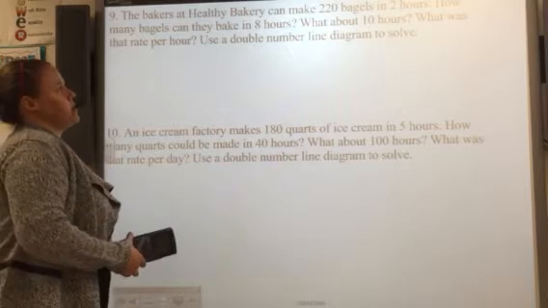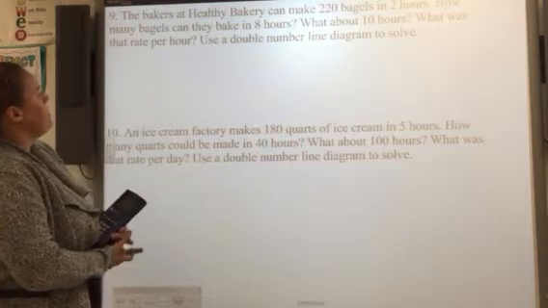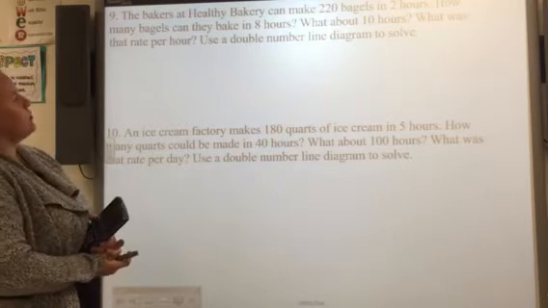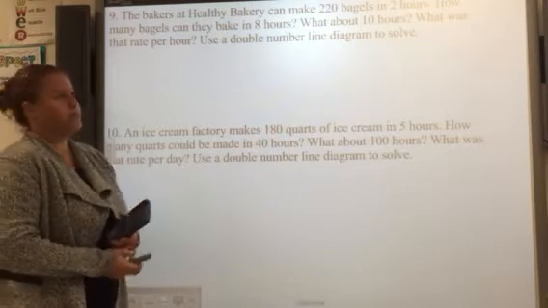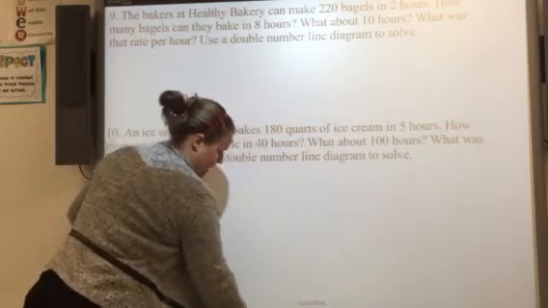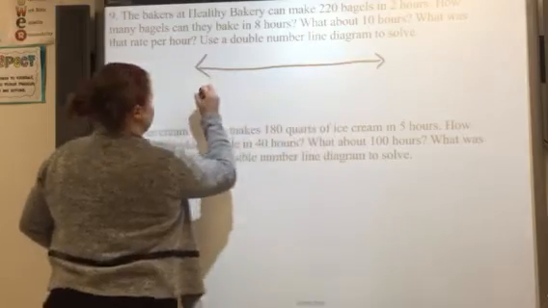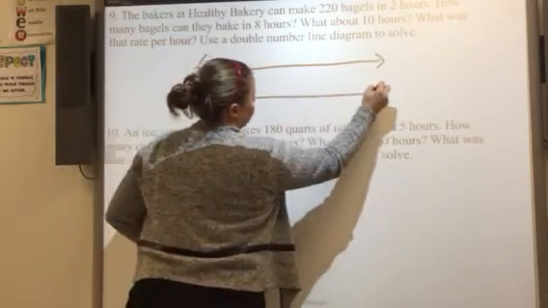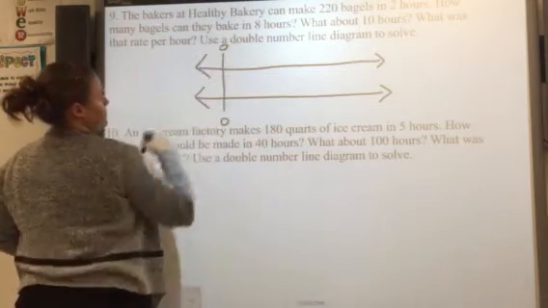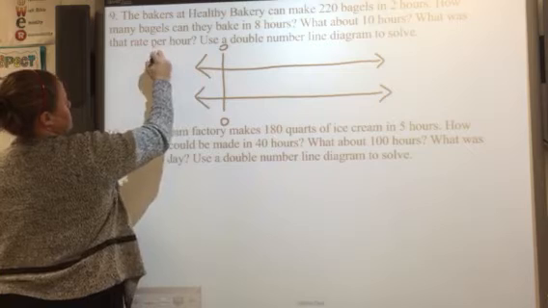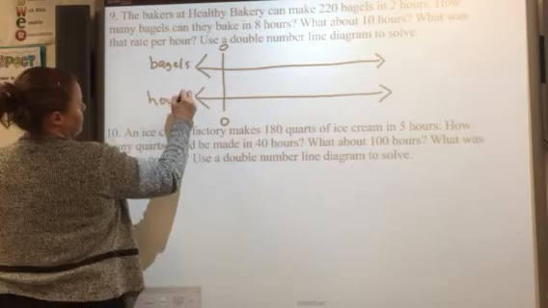The bakers at Healthy Bakery can make 220 bagels in 2 hours. How many bagels can they bake in 8 hours? What about 10 hours? What was that rate per hour? Use a double number line to solve. So I'm going to go ahead and get my double number line drawn. Let me get my labels, my 0 down. And I'm going to put bagels at the top and hours at the bottom.